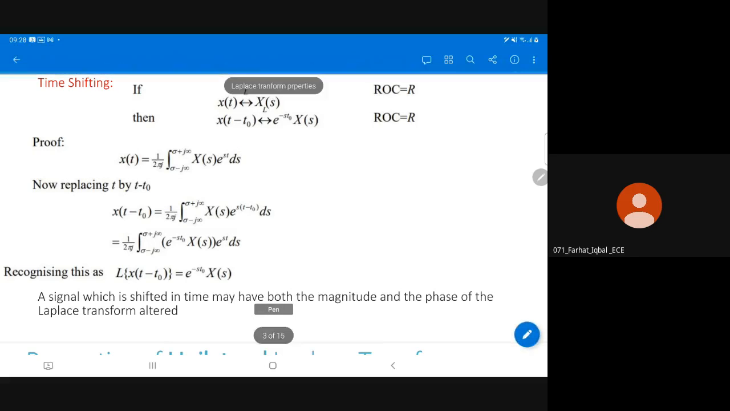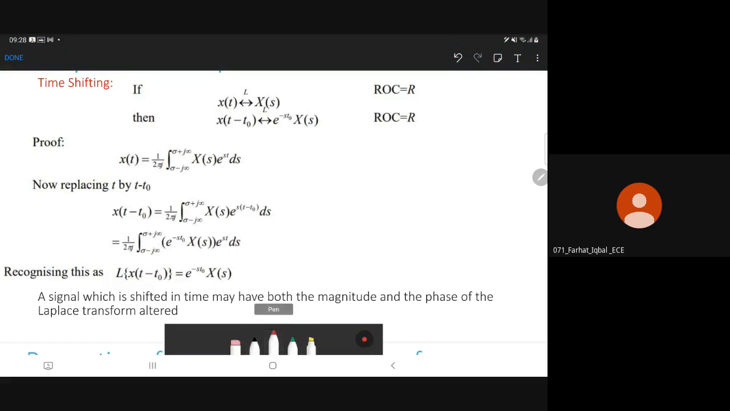Now see, in time shifting property, if we have a signal x of t, ठीक है, एक सिग्नल है हमारे पास which is x of t. We know that its Laplace transform is x of s and its region of convergence is R. Now, if we shift this signal in time domain, that means if we replace t by t minus t naught, अगर हम इसको shifting करेंगे, time shifting, it is as good as multiplication of e to the power minus s t naught in Laplace domain.